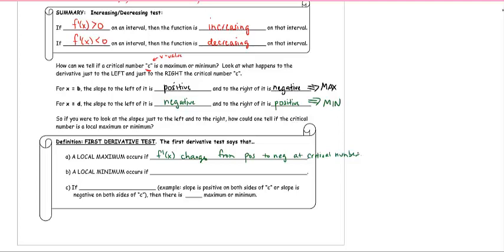And similarly, a local min then. Once again, it's about changing derivative. F prime x changes from negative to the left to positive, and then once again at the critical number.